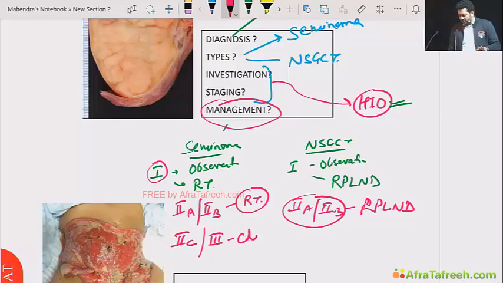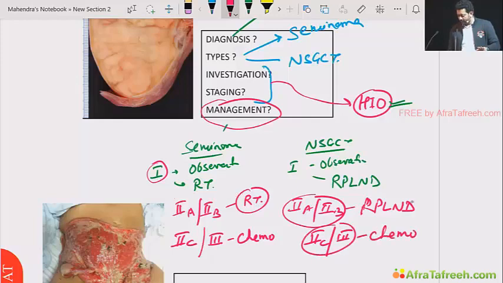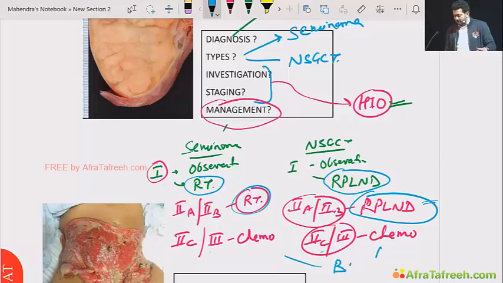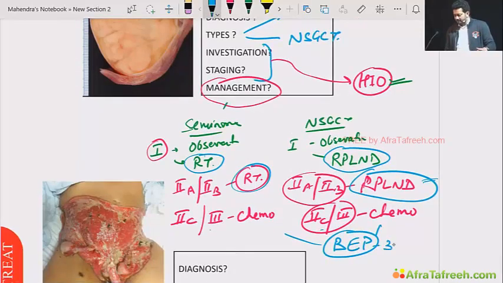You will go for chemotherapy. In this also, chemotherapy. So the main difference is what you are doing in this case. Because seminoma is radiosensitive, you are doing radiotherapy. In non-seminomatous, you are removing the lymph nodes surgically. In 2C and 3, in both the cases, chemotherapy is given: bleomycin, etoposide, and platin, 3 cycles of BEP, bleomycin, etoposide, and cisplatin.